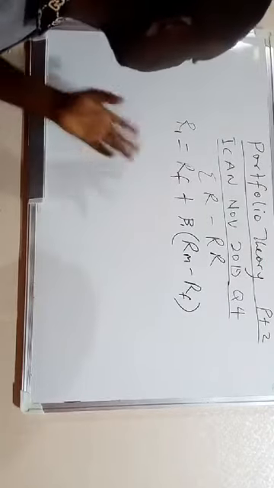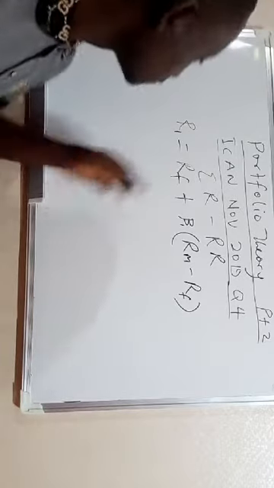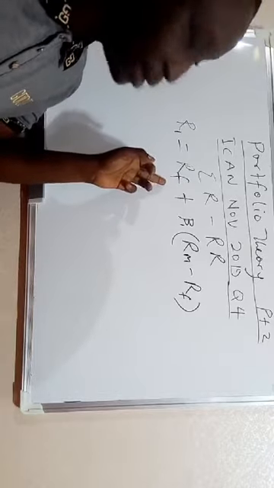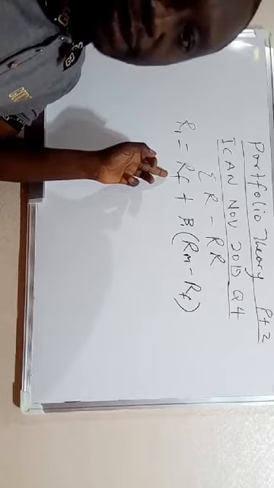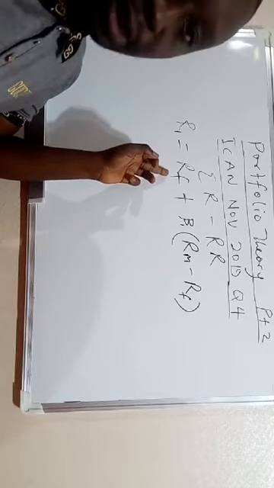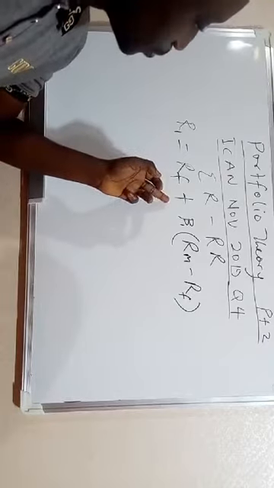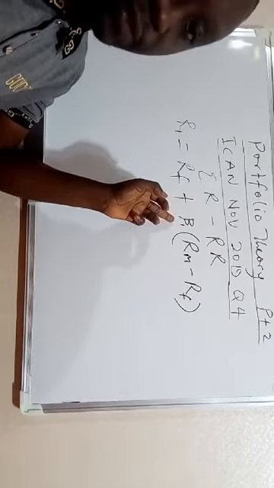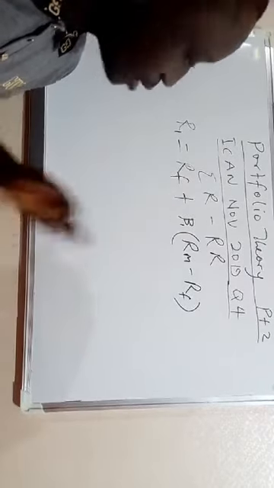This is the formula we use to calculate the required rate of return. This is the risk-free rate, an investment having zero or minimal risk, near zero, plus this beta factor. Beta is used to measure the volatility of an investment, or the risk, how volatile an investment is.